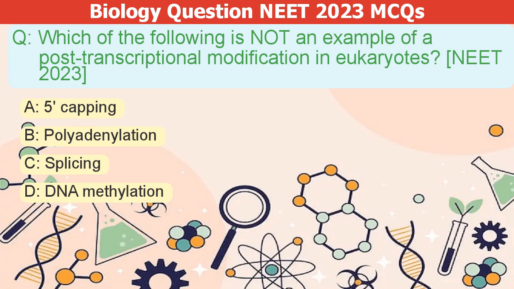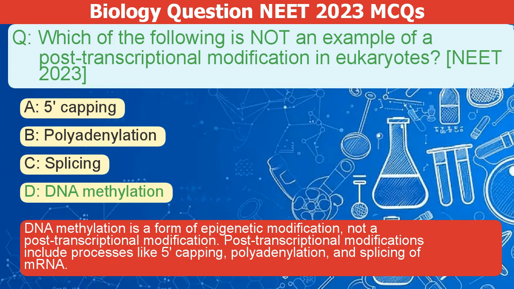Which of the following is not an example of a post-transcriptional modification in eukaryotes? NEET 2023. A. 5' capping. B. Polyadenylation. C. Splicing. D. DNA methylation. The correct answer is D.